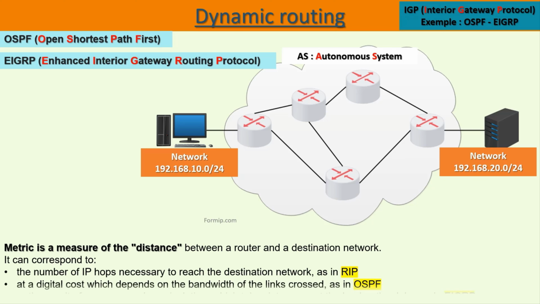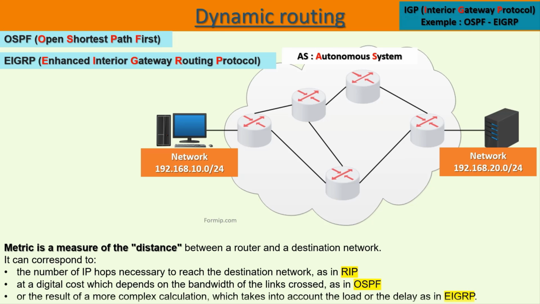And EIGRP, which is owned by Cisco, uses several metrics. It will examine the bandwidth as well as the interface delay. And if you want, you can even add the load and reliability of the interface as metrics. We'll see this in more detail in the courses devoted to OSPF and EIGRP. We just have to keep in mind that a metric allows the routing protocol to determine the shortest route to the destination. So in your opinion, can we use multiple routing protocols at the same time on a router?